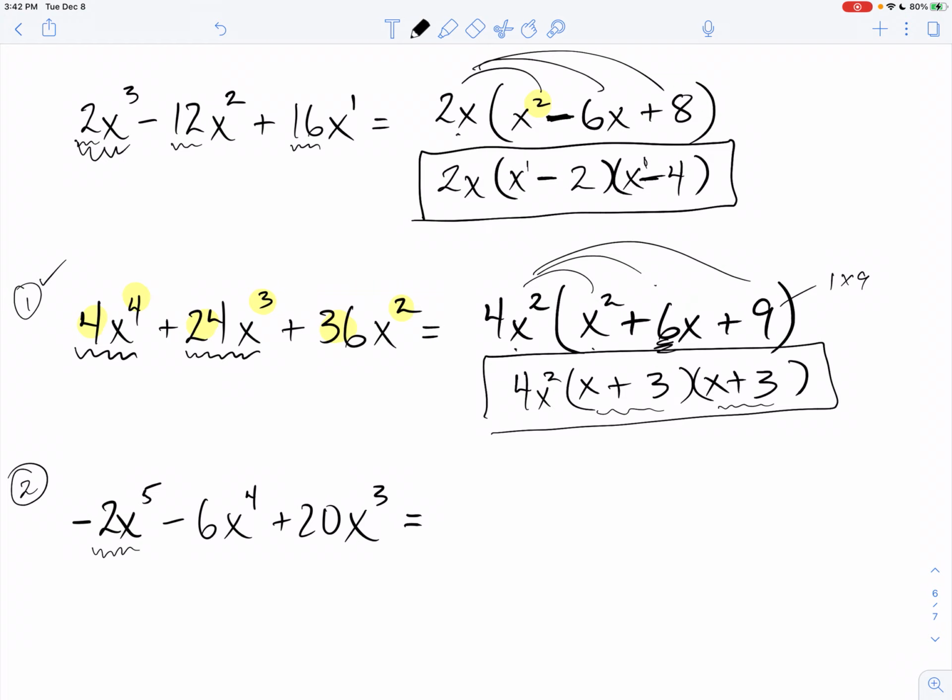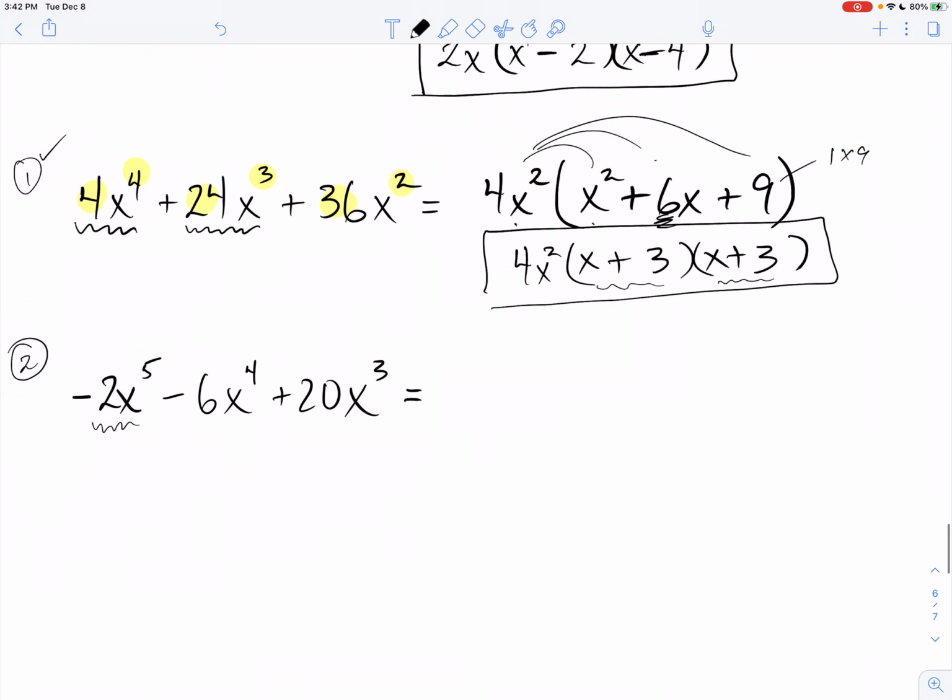So let's see. I want you guys to try this last one here. So pause it, give it a try, and then turn it back on and see if you and I match. Go ahead. Pause it. Did you pause it? Okay, pause it. All right, let's see if you got it right. Or did you not pause it?